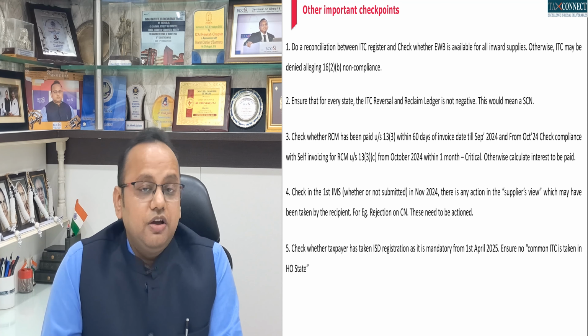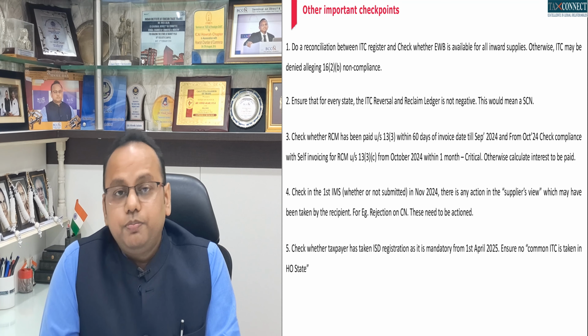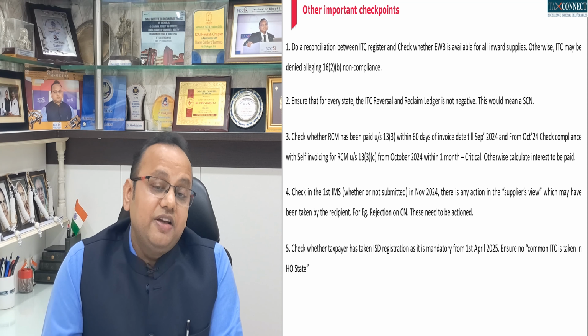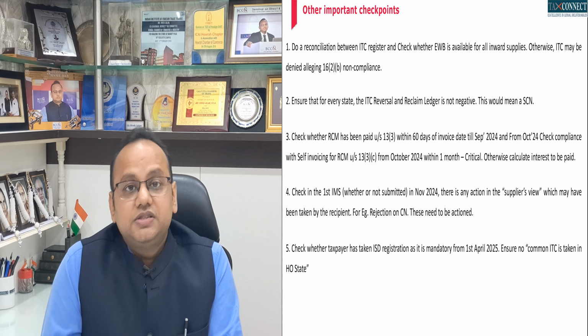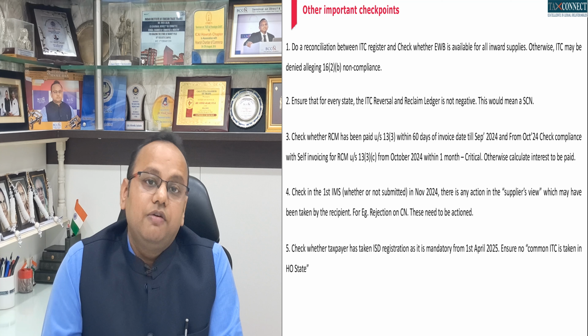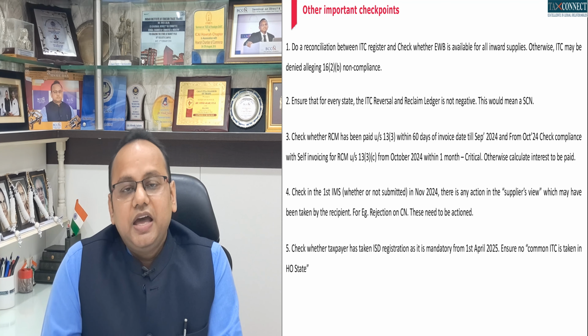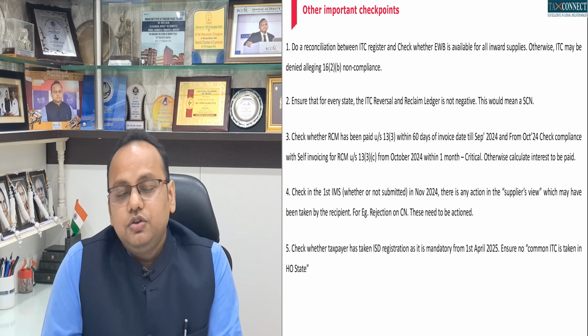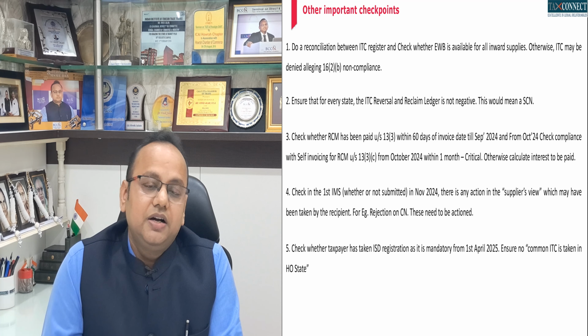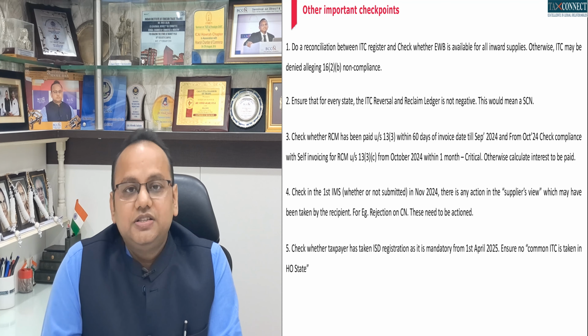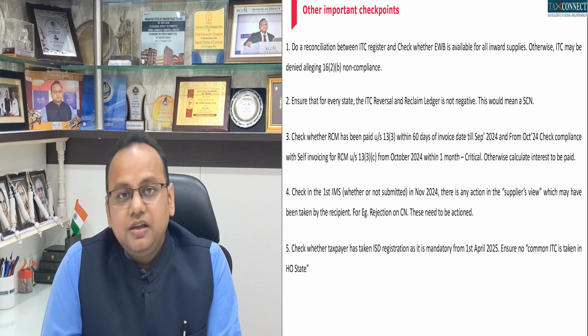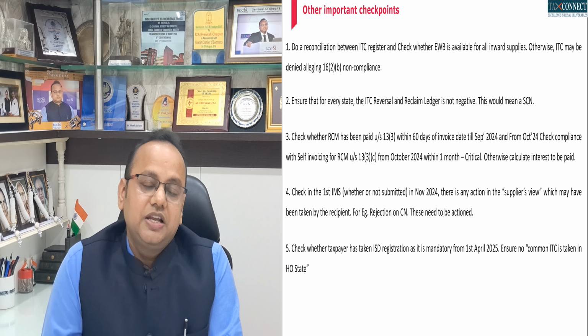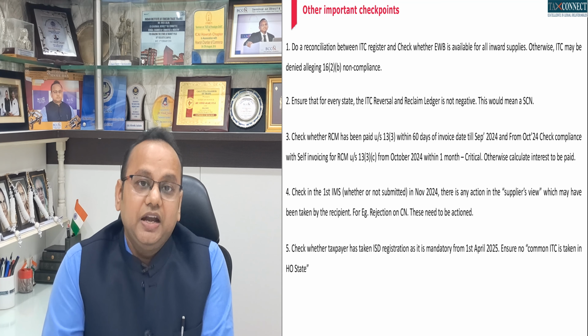Therefore, while you are filing 9C, it would be a good idea to even sanitize this part, see the supplier's view of your IMS, and in case your customer has refused or rejected any of your GST credit notes, then you must ensure that in the GSTR 3B of December, where you are filing, you have paid the GST liability along with interest.